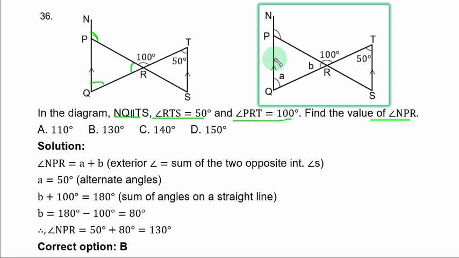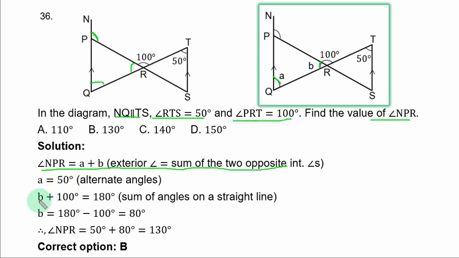So the diagram is adjusted in this form, trying to create this angle and label it as A, and create this, label it as B. Now angle NPQ is equal to A plus B. Exterior angle equals the sum of the two opposite interior angles. So we must get A and B. Now A is equal to 50. This angle equals 50. You have alternate angles, because this line and this line, they are parallel.